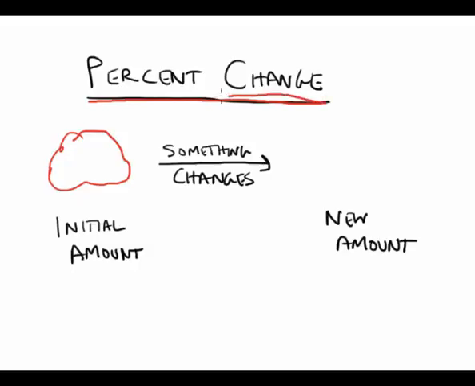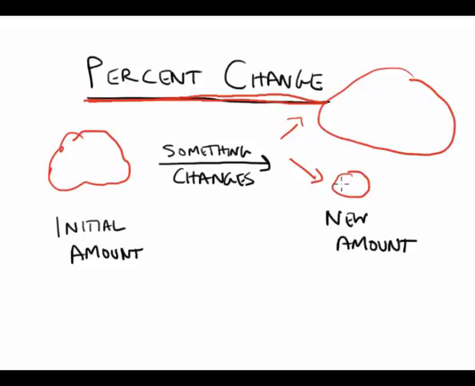One way of thinking about percent change is that there are many contexts where you have an initial amount of something. This could be your salary, a population, or the price of a good or service. Something changes, and that initial amount either increases or decreases, and then you have a new amount. If it increases, the new amount is larger than the initial amount. It'll grow, and if it decreases, it'll be smaller.